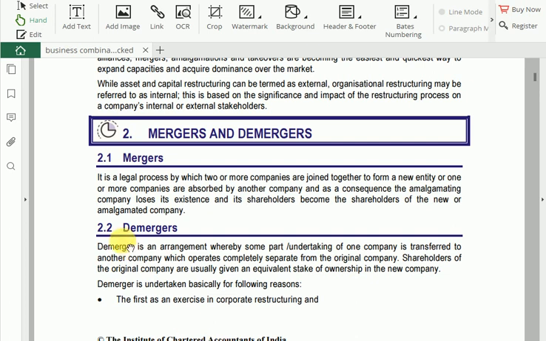In the same way, A can absorb B, which means the existence of A will continue, but B will be absorbed by A. That means B will no longer be in existence, and the shareholders of B will become the shareholders of A. And in the first case, shareholders of A and B will become the shareholders of C, the newly formed company.